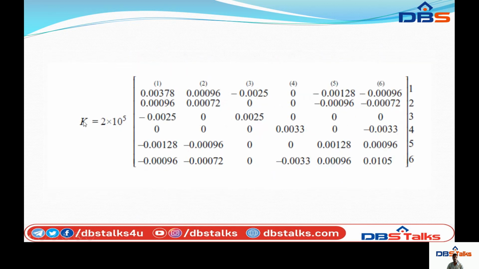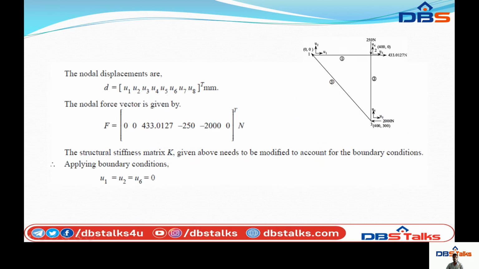After that, you get the global stiffness matrix K equal to 2 into 10 to the power of 5 times a 6 by 6 matrix. For identification, I am writing the nodes 1, 2 up to 6 above, and on the right side also 1, 2 up to 6. This is the global stiffness matrix K equal to 2 into 10 to the power of 5, with the values for nodes 1 to 6. After this calculation, the global stiffness matrix K is calculated.